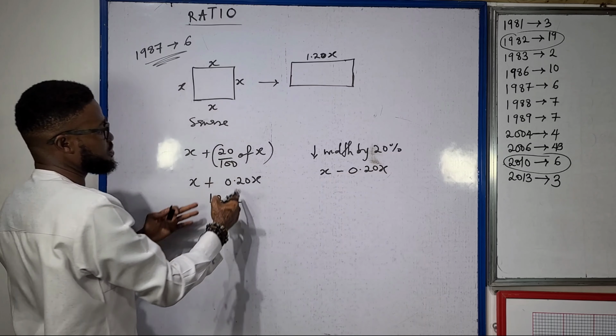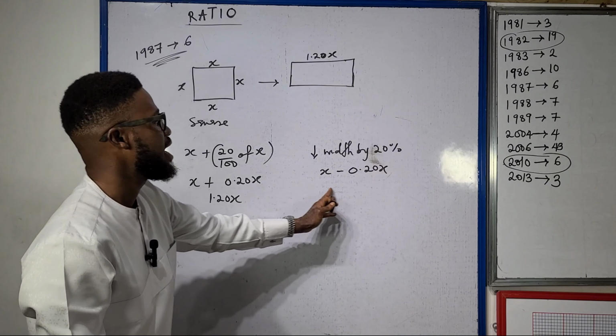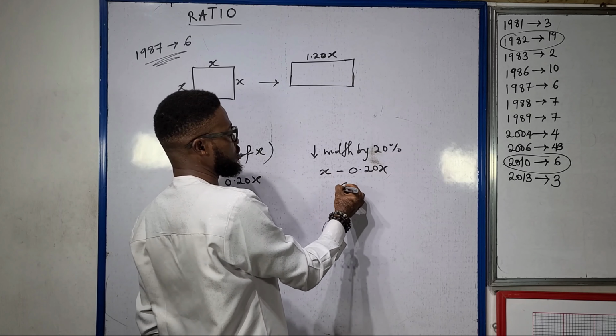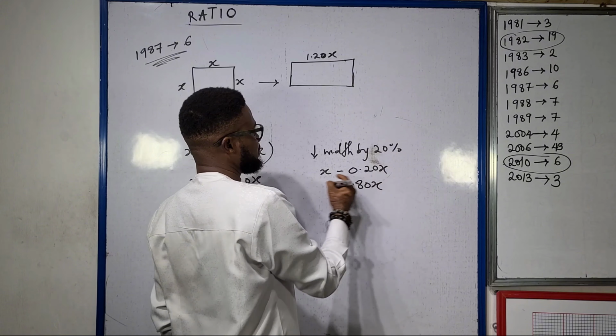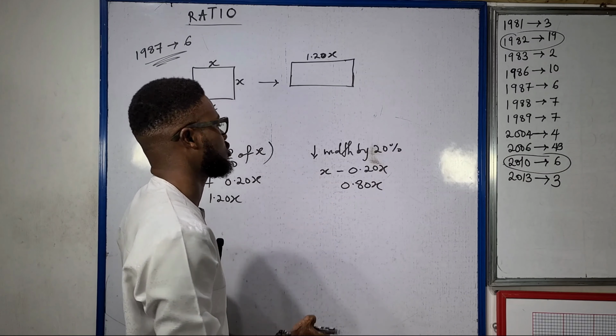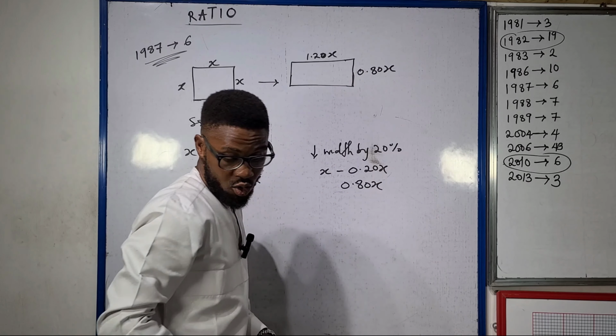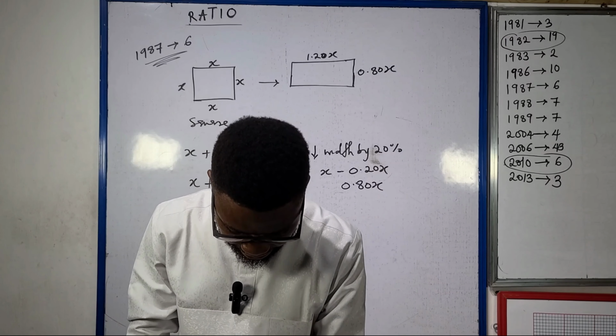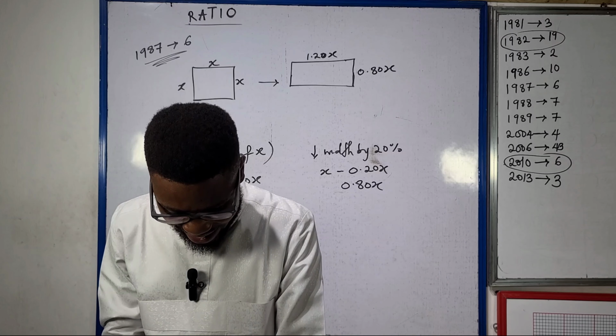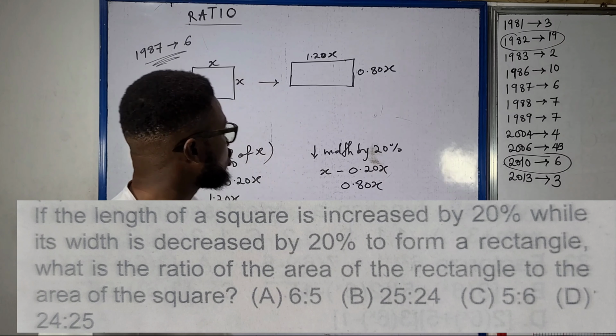You recall that 20% of x is 0.20. So x minus 0.20x gives you 0.80x, because x is the same thing as 1x. So what you have here is 0.80x. So what the question is asking us here is, what is the ratio of the area of the rectangle to the area of the square?